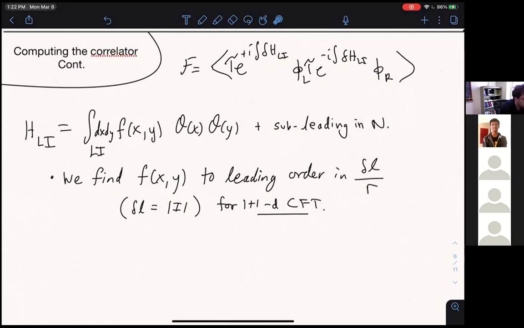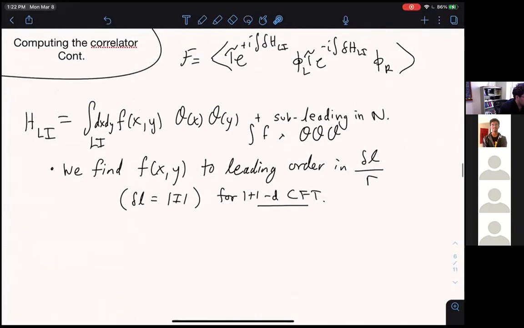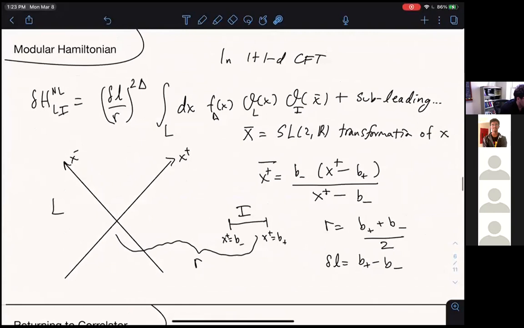Okay. And there will be terms included in here, like O times F integral plus integral, higher orders, but those will all be suppressed in the 1 over N. So the leading thing is just a bilocal integral. So how do we do it? Our goal is to try and compute this function.